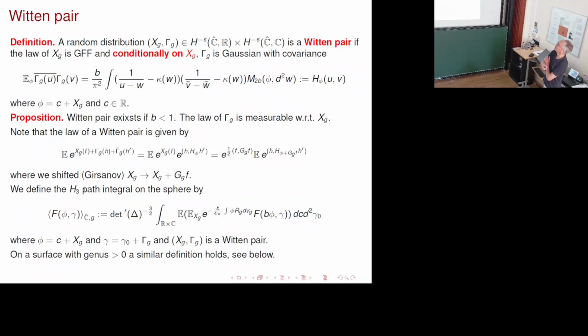So here is our definition. Well, I'm even formalizing it a little bit here. Let's pick a random distribution, X and gamma, both in H minus s, for s anything positive. We call it the Witten pair if the law of X is the Gaussian free field, and if conditionally on X the law of gamma is Gaussian with covariance just like we wrote before. Okay?